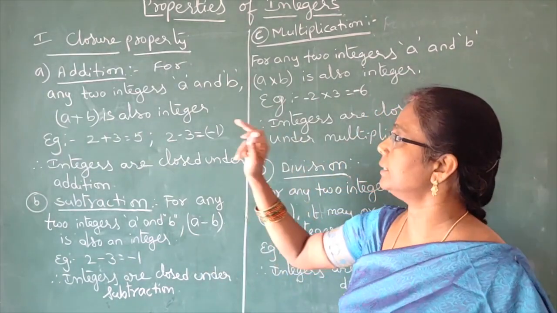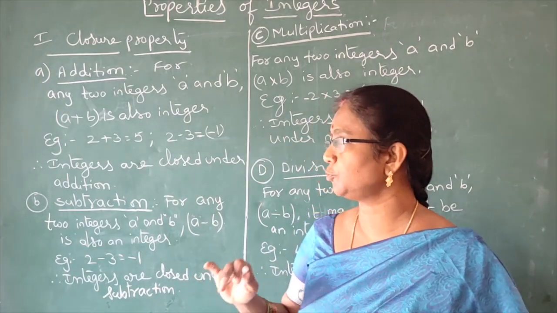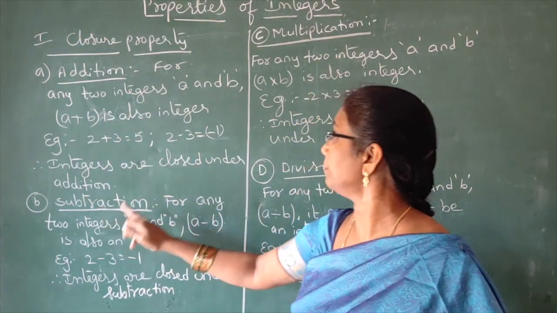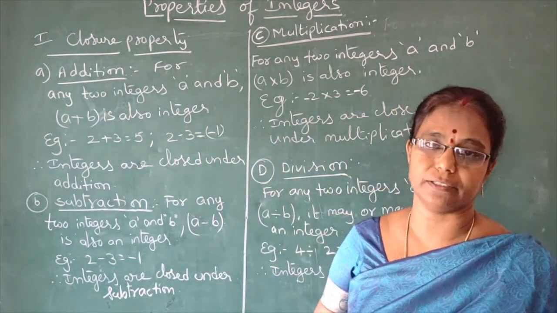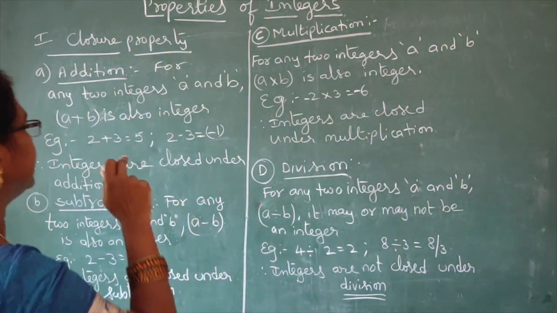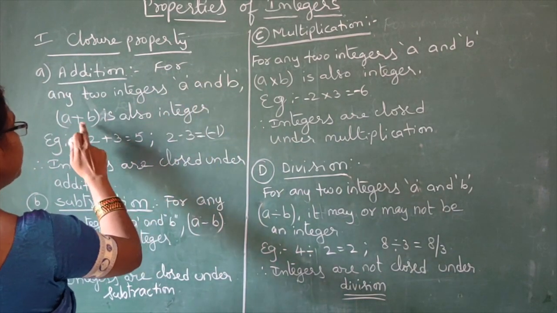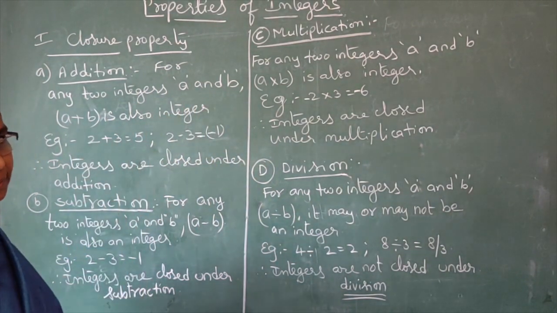First we have to learn closure property under 4 operations. What are those 4 operations? Addition, subtraction, multiplication, division. Now first we have to take first property, closure property under addition. For any two integers a and b, a plus b is also an integer.